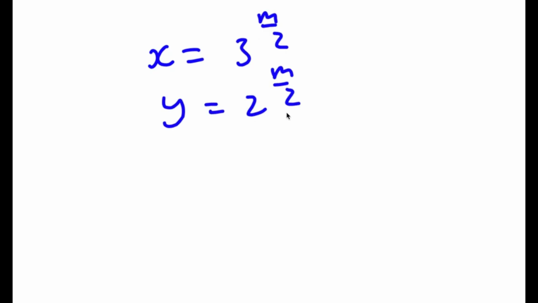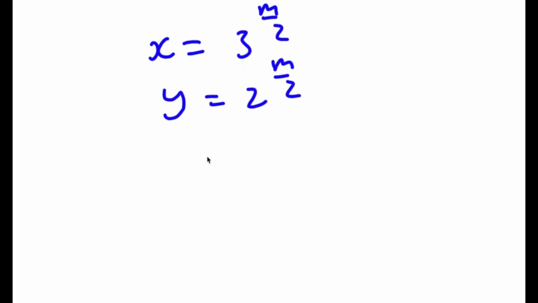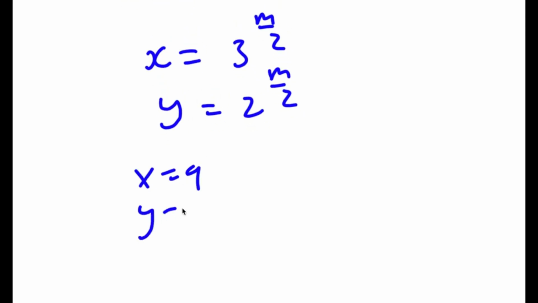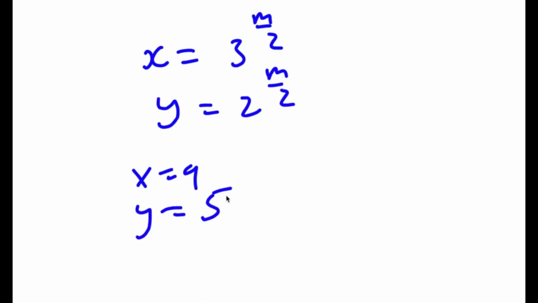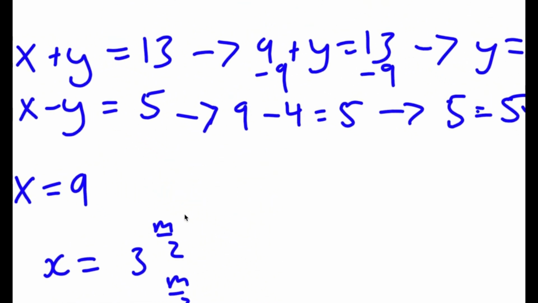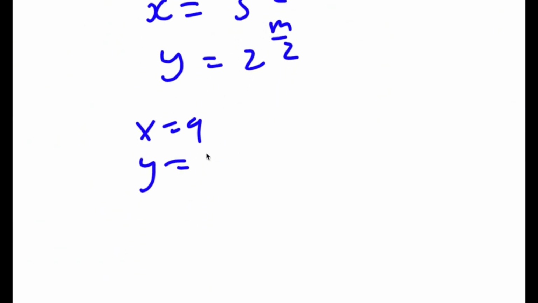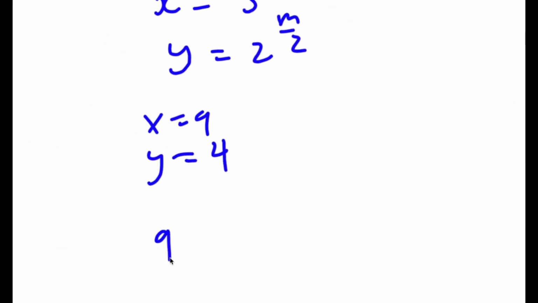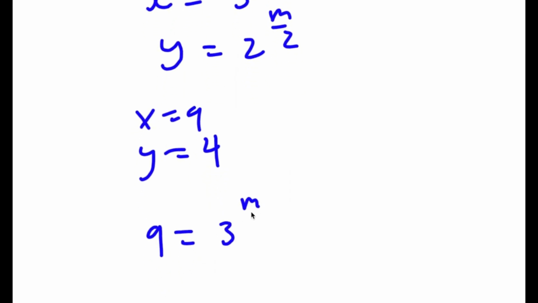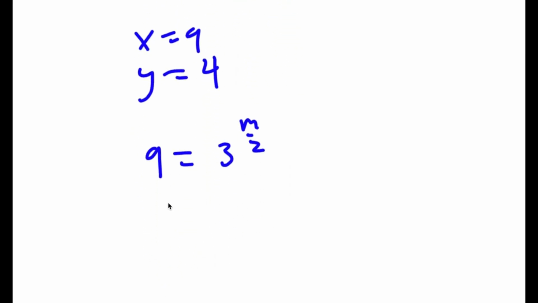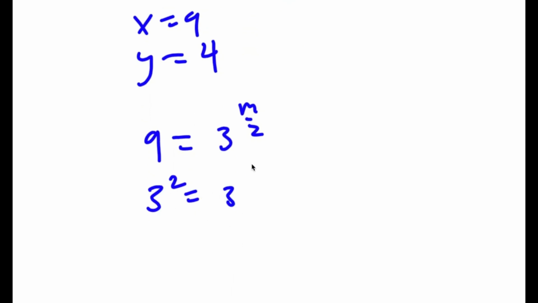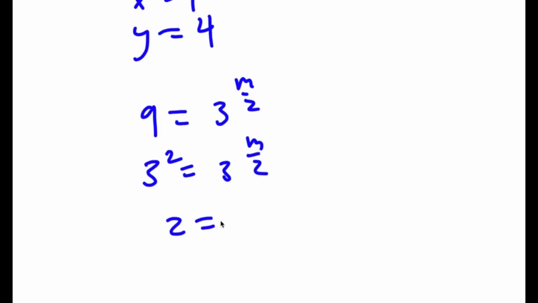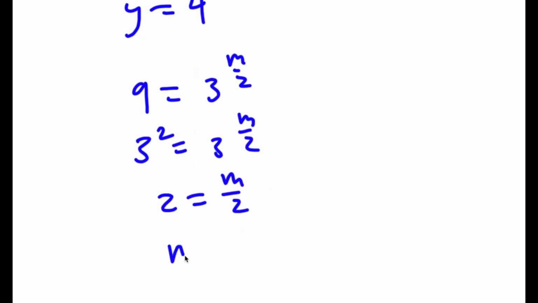So now, remember how we set x equal to 3 to the power of m over 2, and we set y equals 2 to the power of m over 2. So now x is equal to 9 and y is equal to 4. So now I have 9 is equal to 3 to the power of m over 2. And 9 here is the same thing as 3 squared, so I get 3 squared is equal to 3 to the power of m over 2, meaning 2 is equal to m over 2, and m is equal to 4.